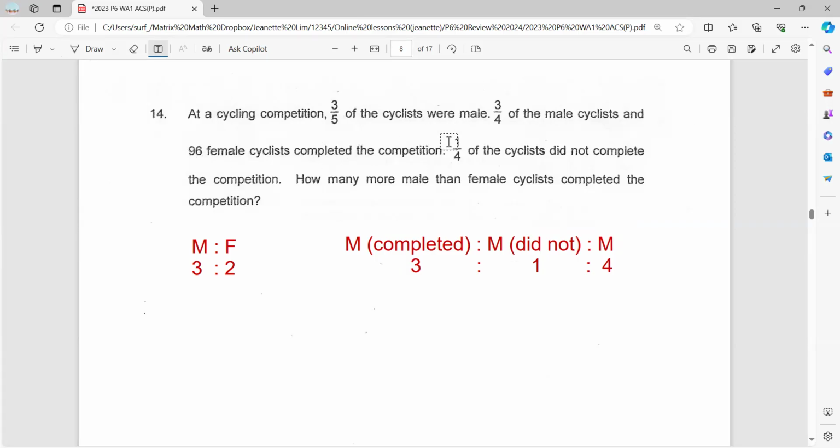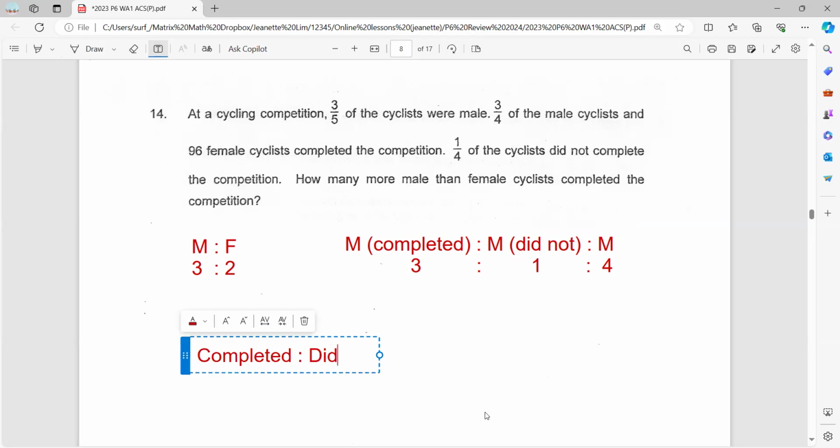Next, 1/4 of the cyclists did not complete the competition. Okay, so we are comparing those that completed and did not complete. So completed to did not complete. And 1/4 of them did not complete. So 3/4 completed. Those that completed is 3 units. Those that didn't complete is 1 unit. Okay, so you should have all these fractions. These are from the question. Now let us find the common base.